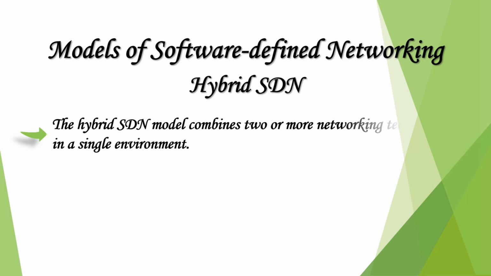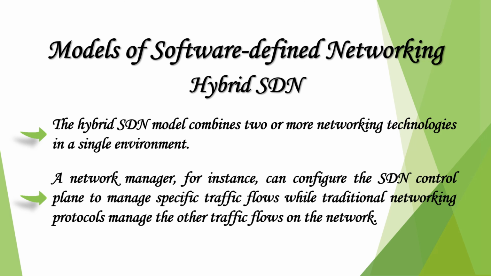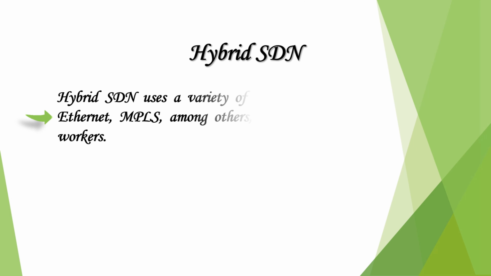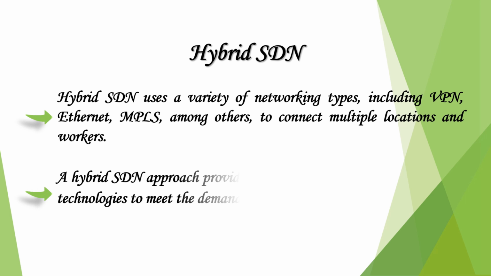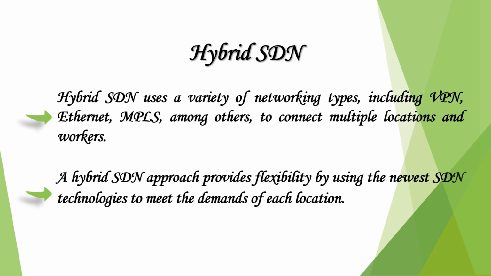Hybrid SDN. The hybrid SDN model combines two or more networking technologies in a single environment. A network manager, for instance, can configure the SDN control plane to manage specific traffic flows, while traditional networking protocols manage the other traffic flows on the network. Hybrid SDN uses a variety of networking types, including VPN, Ethernet, MPLS, among others, to connect multiple locations and workers. A hybrid SDN approach provides flexibility by using the newest SDN technologies to meet the demands of each location.